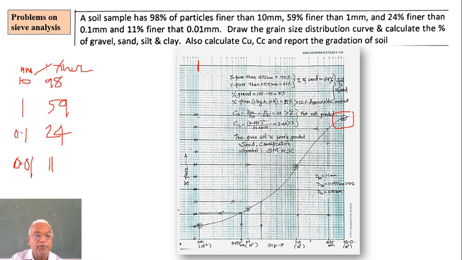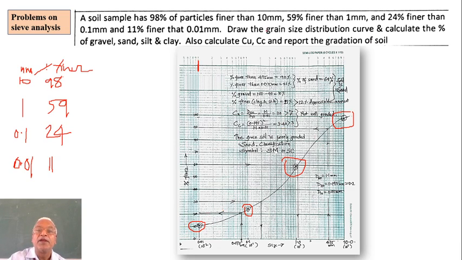So 0.1 mm, 24%, that is the point. You can just check the plotting here also. Now here 0.01 mm, 11%. So that is the point. Okay. Now you draw the curve. I have drawn a smooth curve which is passing through all the points, right?